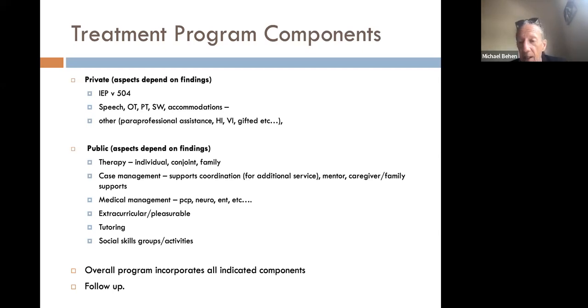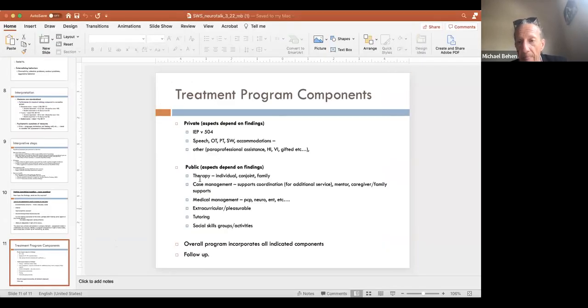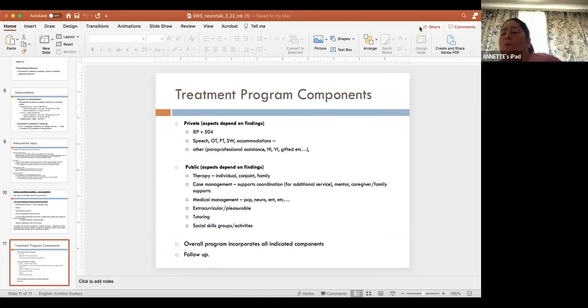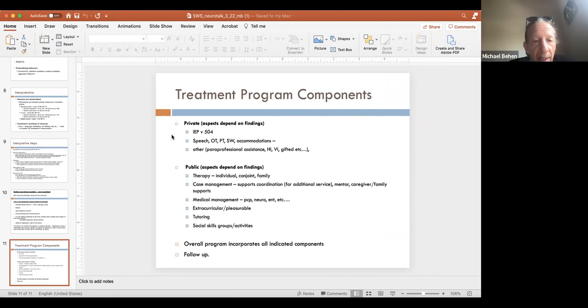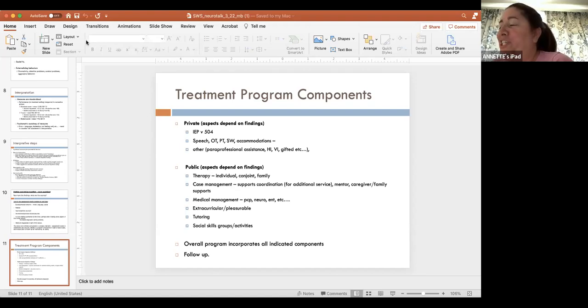That's it. Does anybody have any questions? I had a few questions. My name's Annette, and we have a 7-year-old granddaughter with Sturge-Weber. Mom wanted me to ask, they had to leave for baseball, unfortunately. Do they do IQ testing during the neuropsych?